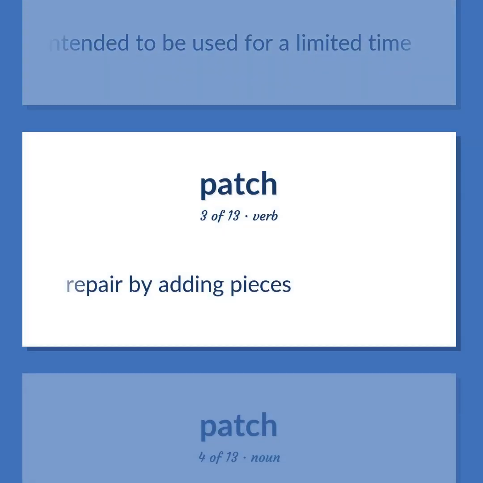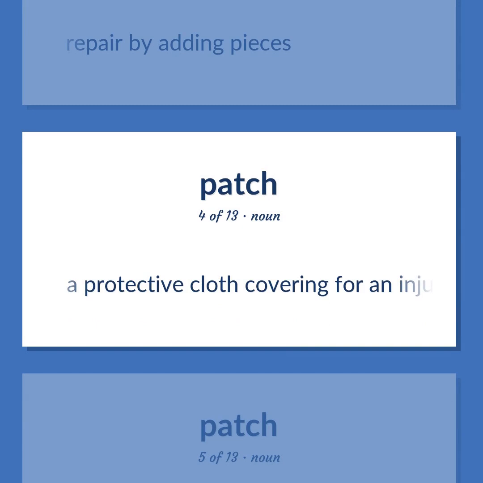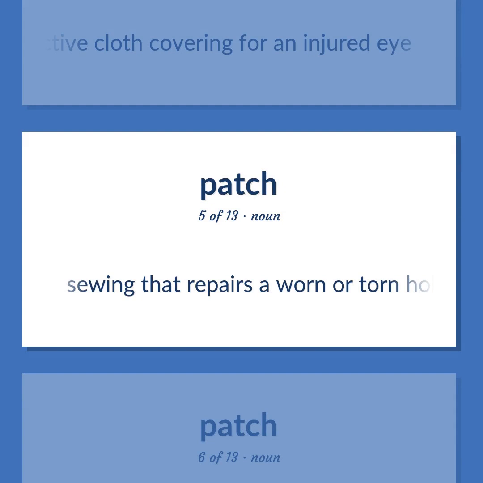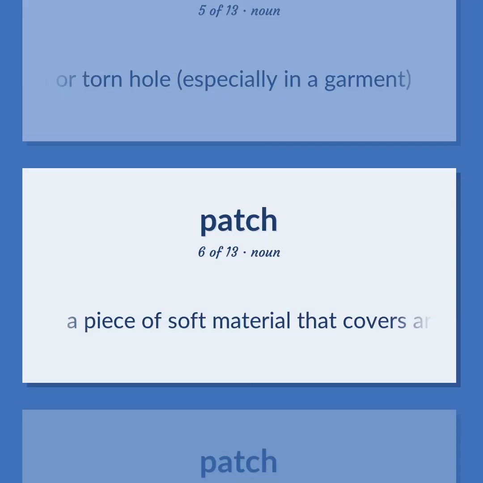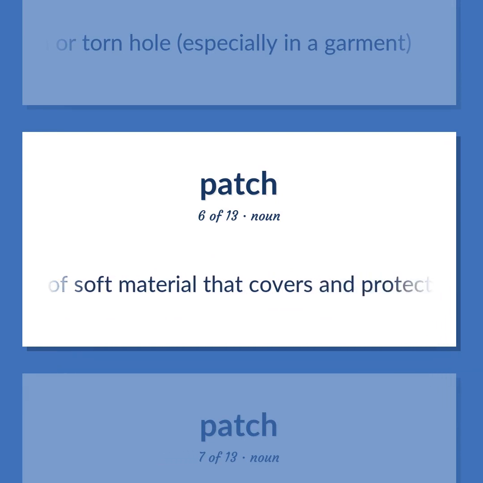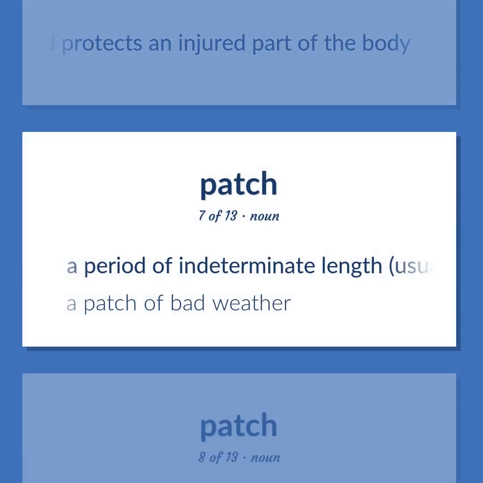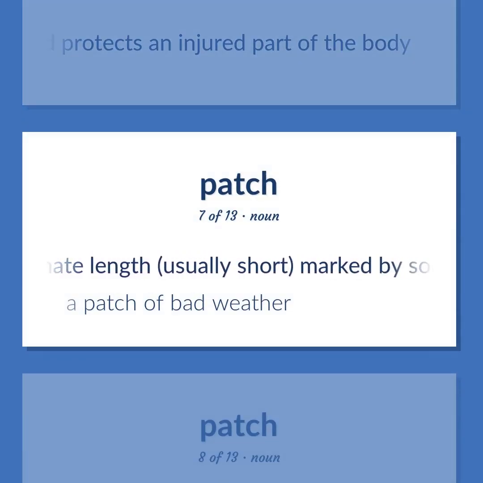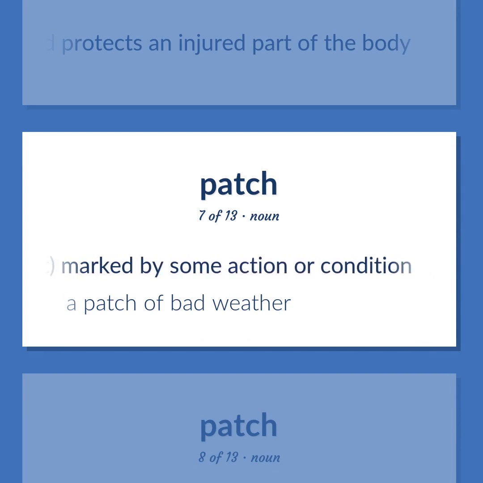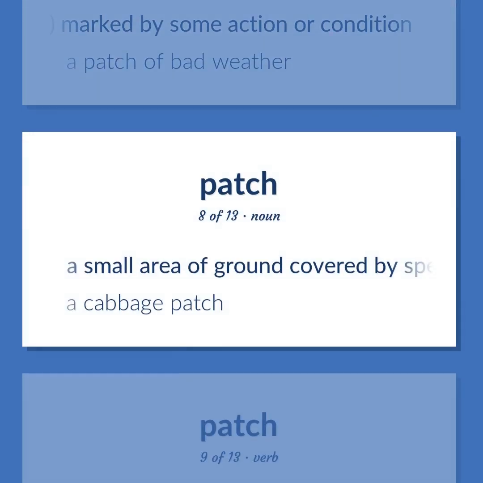Repair by adding pieces. A protective cloth covering for an injured eye. Sewing that repairs a worn or torn hole, especially in a garment. A piece of soft material that covers and protects an injured part of the body. A period of indeterminate length, usually short, marked by some action or condition. A patch of bad weather. A small area of ground covered by specific vegetation. A cabbage patch.